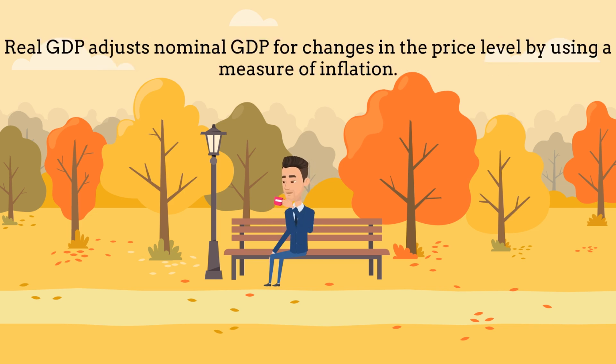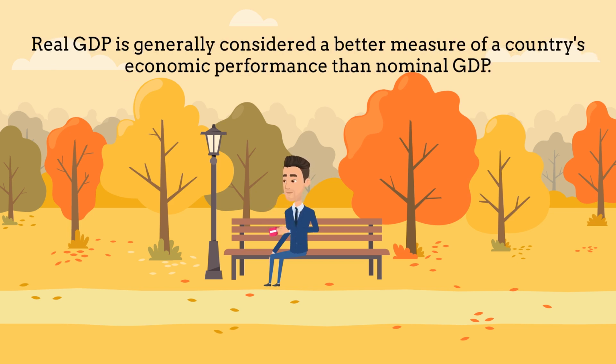Real GDP, on the other hand, adjusts nominal GDP for changes in the price level by using a measure of inflation, such as the GDP deflator or the Consumer Price Index, CPI. Real GDP gives a more accurate measure of the actual changes in the level of economic activity, as it removes the effects of inflation. It's important to note that nominal GDP and real GDP can differ significantly, especially during times of high inflation or deflation. Real GDP is generally considered a better measure of a country's economic performance than nominal GDP.